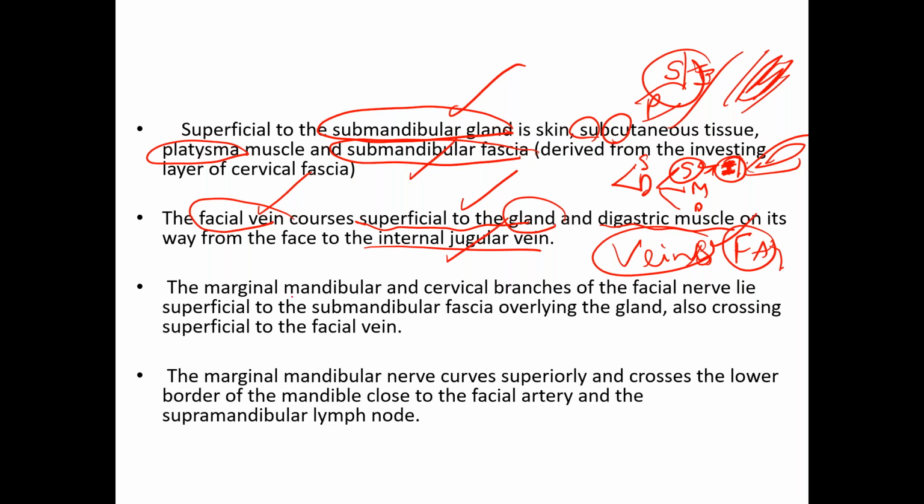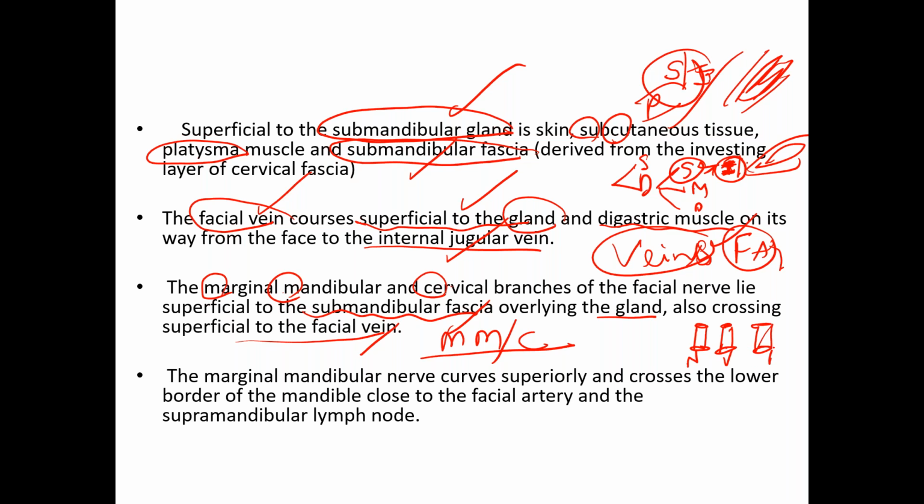What are the important branches of the facial nerve here? Important are the marginal mandibular nerve and cervical branches. You can remember MMC. So the marginal mandibular nerve and cervical branch of the facial nerve lie superficial to the submandibular fascia on the gland, crossing superficial to the facial vein. As we have already seen, the most superficial one will be the nerve, the next will be the vein, and the next will be the artery. So the facial artery is the deepest, the facial vein is the next one, and the facial nerve is the superficial one.